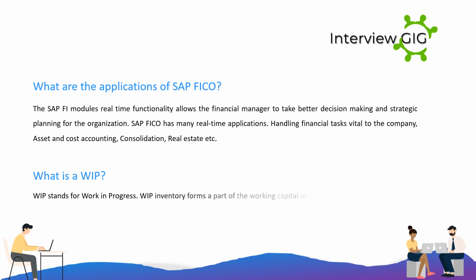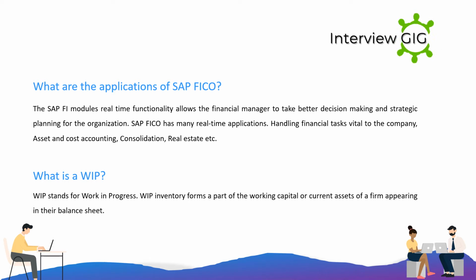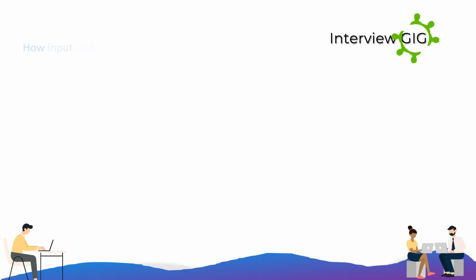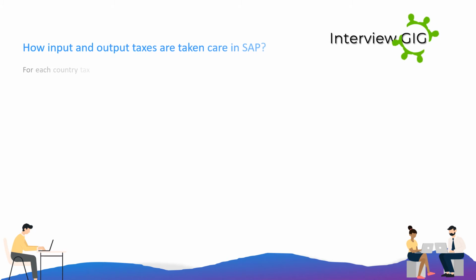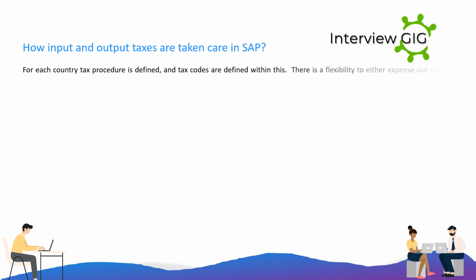What is a WIP? WIP stands for Work in Progress. WIP inventory forms a part of the working capital or current assets of a firm, appearing in their balance sheet. How are input and output taxes taken care of in SAP? For each country, a tax procedure is defined, and tax codes are defined within this. There is flexibility to either expense out the tax amounts or capitalize the same to stocks.